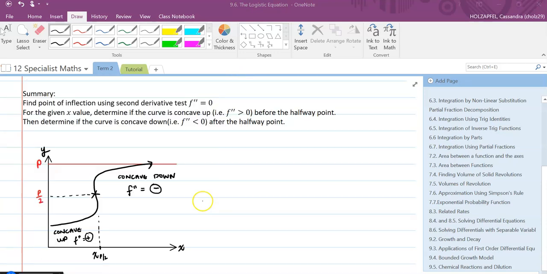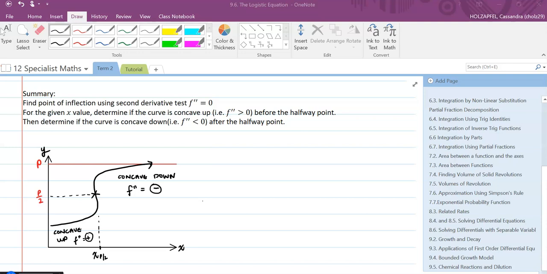So we would expect the second derivative test to indicate that this value would be positive after that point. All right, let's summarize today's lesson. We find the point of inflection using the second derivative test, because the second derivative will be equal to 0 at the point of inflection. Before this point, for any given x value, the curve should be concave up, so the second derivative should be positive before this point. After this point, it should be concave down, so the second derivative should be negative after this point. And this point is the halfway point of the carrying capacity.